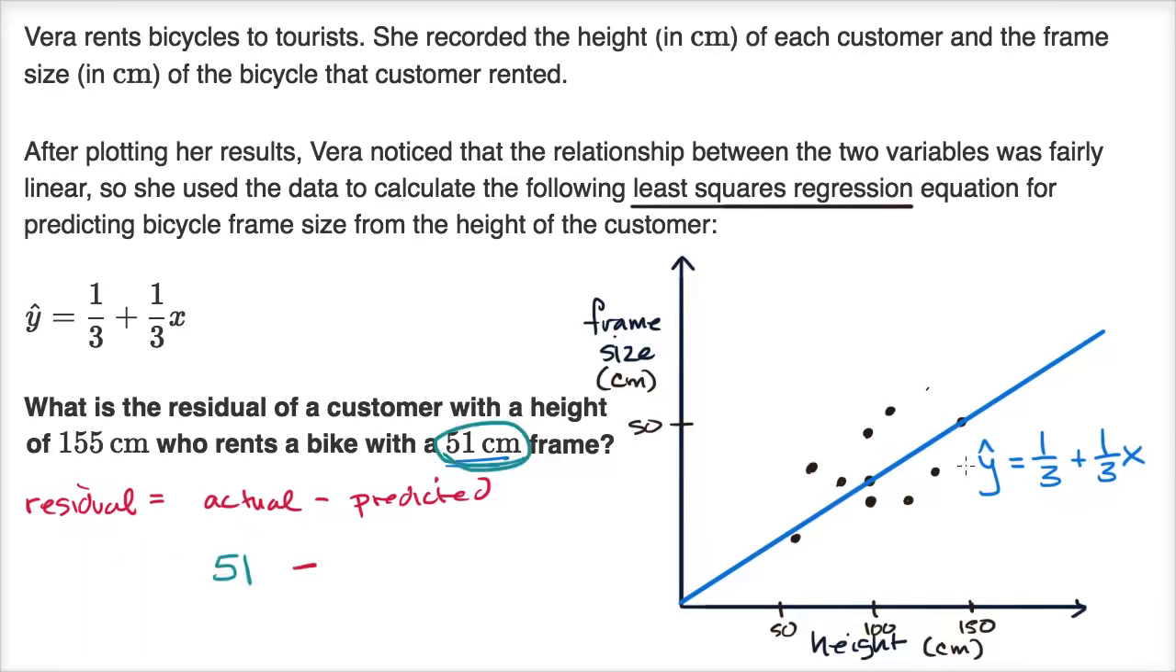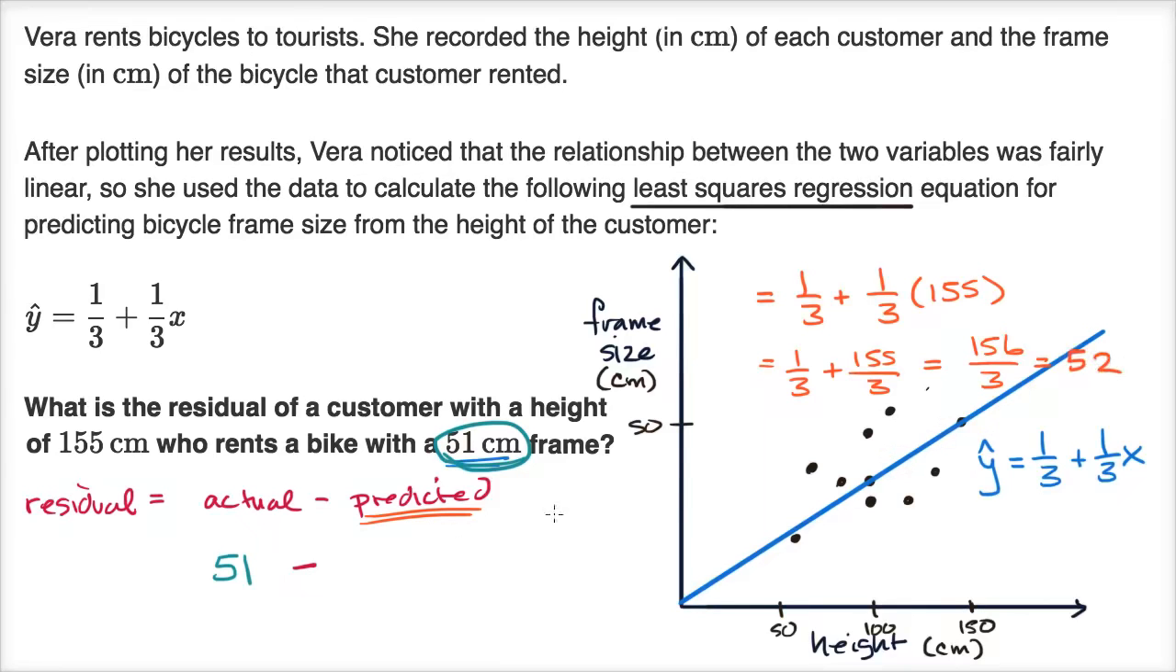Well, that's where we can use our regression equation that Vera came up with. The predicted, I'll do that in orange, is going to be equal to 1/3 plus 1/3 times a person's height. Their height is 155. That's the predicted. Y hat is what our linear regression line predicts. So what is this going to be? This is going to be equal to 1/3 plus 155 over 3, which is equal to 156 over 3, which comes out nicely to 52. So the predicted on our line is 52.